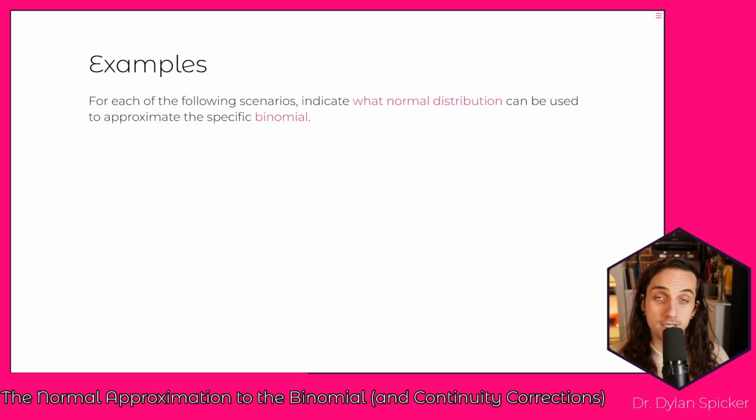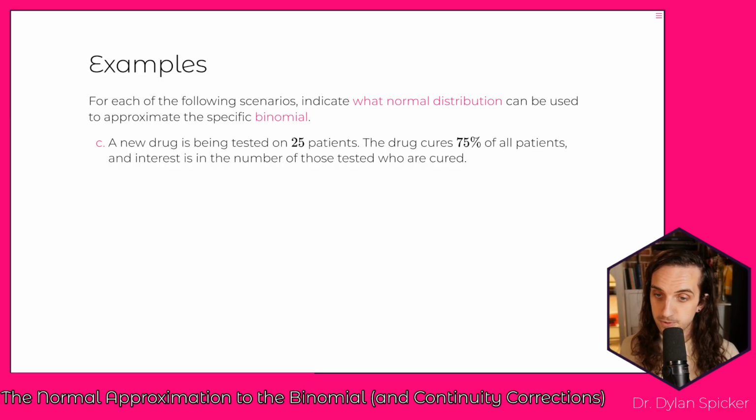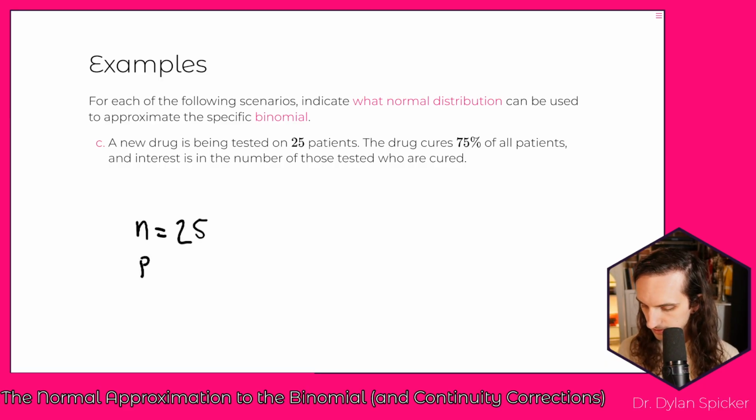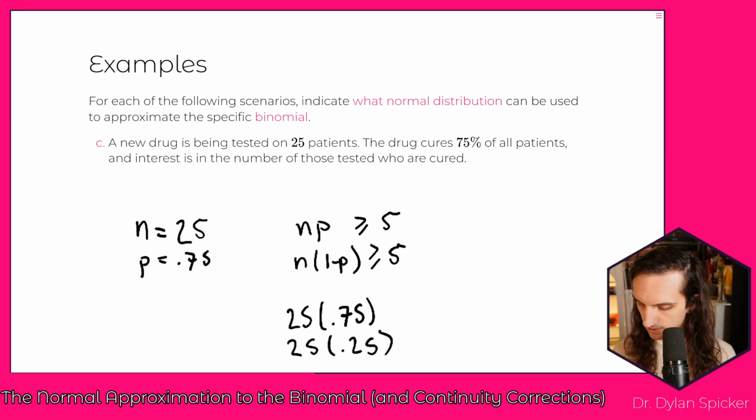Okay. Consider part C here. So a drug is being tested on 25 patients. It cures 75% of all patients, and we're interested in the number who are cured. And so then n here is going to be 25, and p is going to be 0.75. Right, and so then we can check n times p, and we can check n times (1 minus p). We need both of these to be greater than or equal to 5. And so we would be checking 25 times 0.75, and 25 times 0.25. So this is 18.75 and 6.25 respectively.